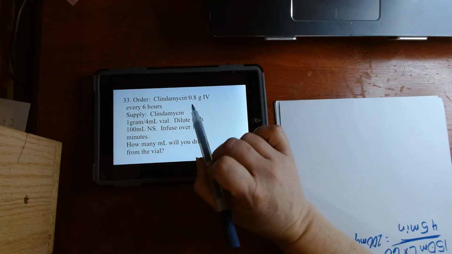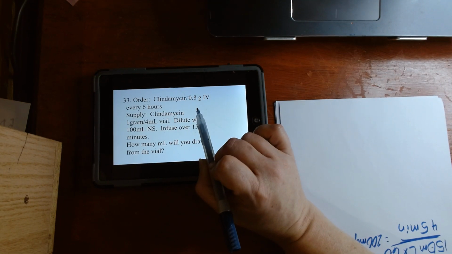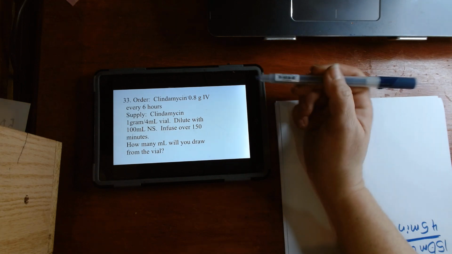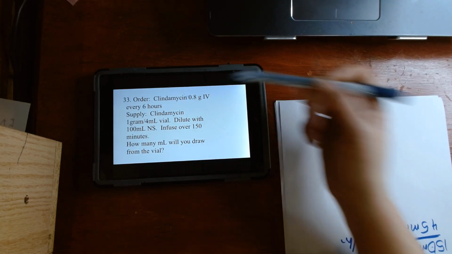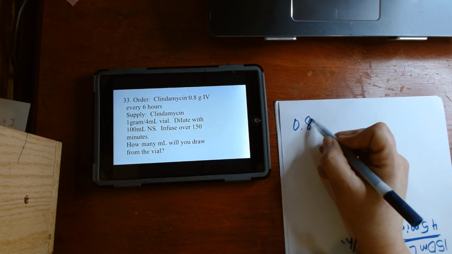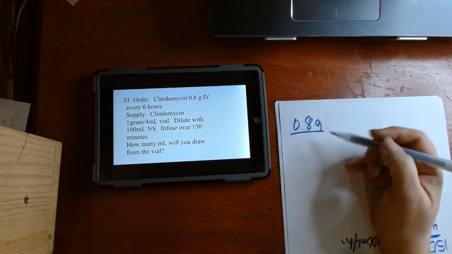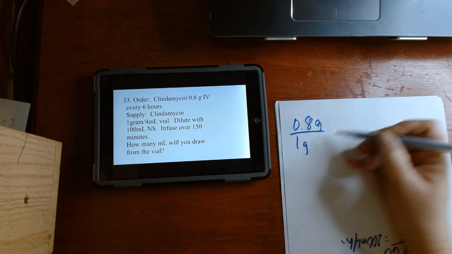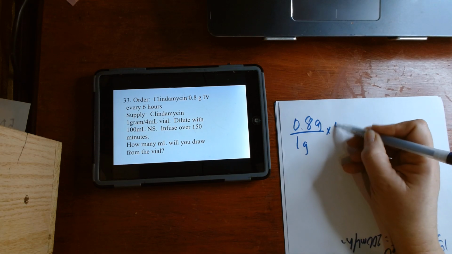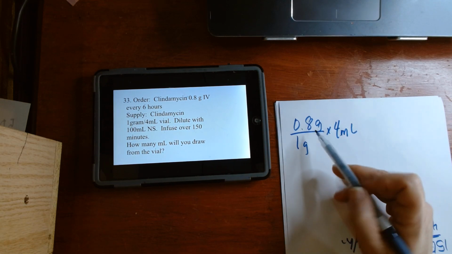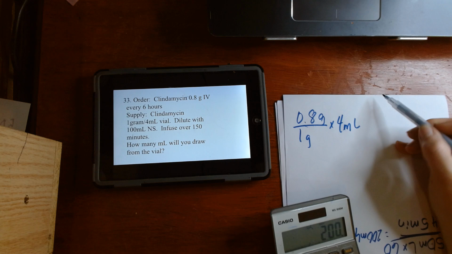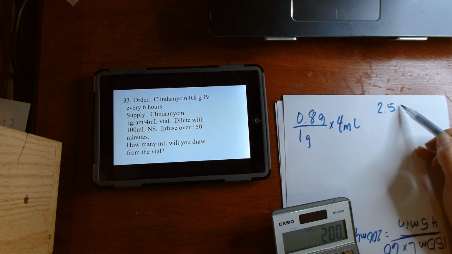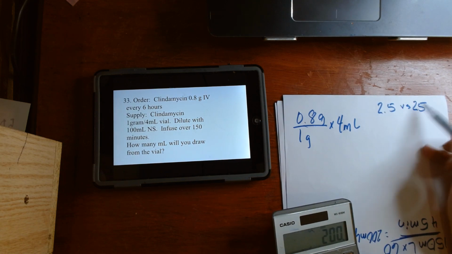So, first of all, you can keep that decimal. You can do it 0.8 grams over 1 gram per 4 mLs. I hate decimals because a decimal will kill somebody. Look, 2.5 versus 25, that's a heck of a difference.